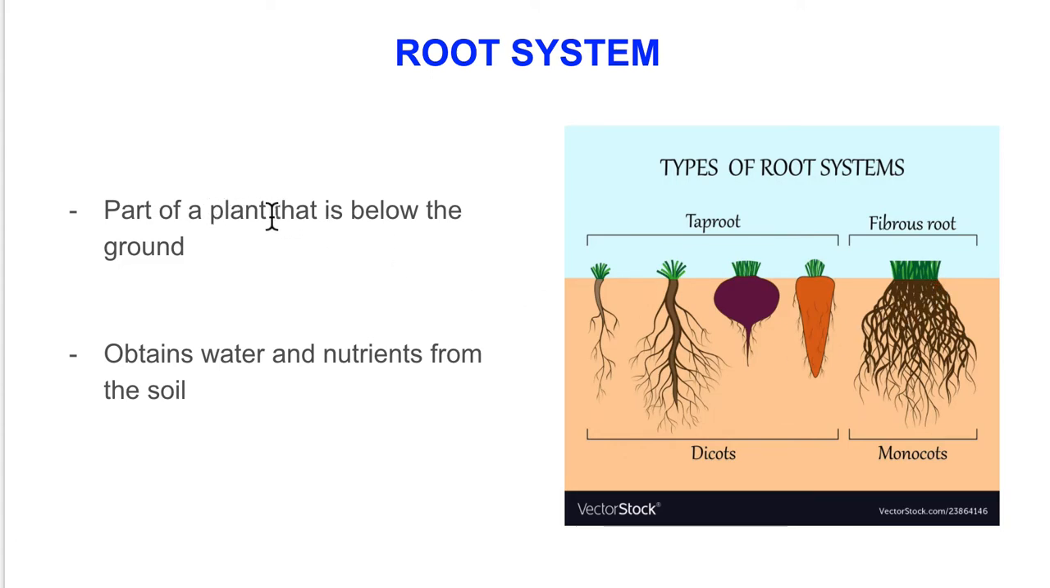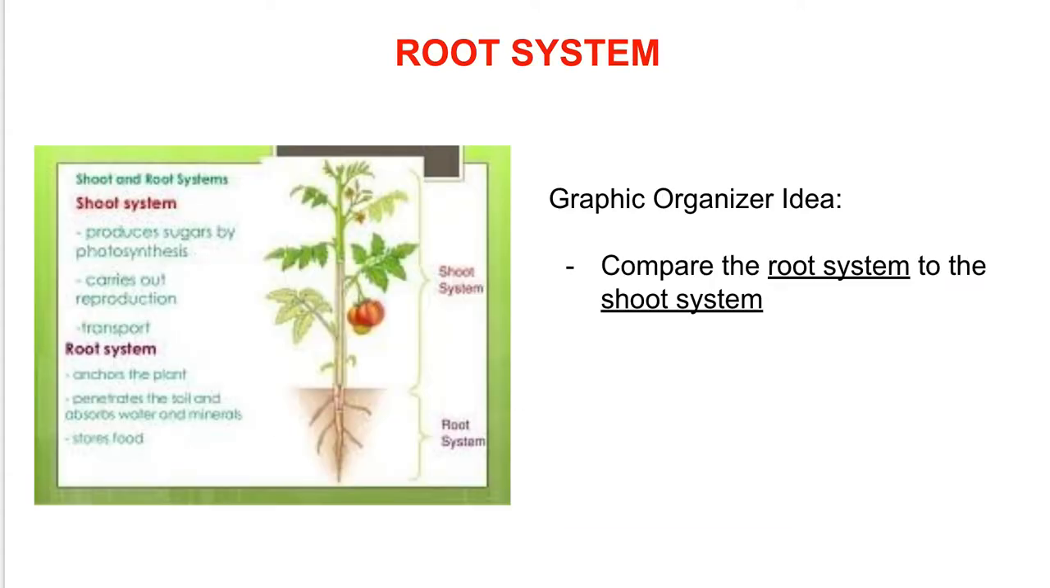So the root system is the part of the plant that is below the ground, and its job is to get water and nutrients into the plant. So those roots here absorb water and nutrients. So a good graphic organizer here is to compare root system with the next word, which is shoot system. So the root system is anything below the ground. What it does is it anchors the plant and it gets water and stuff into the plant.